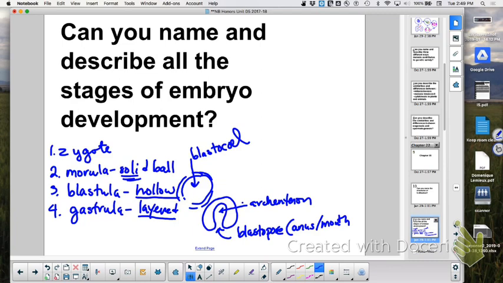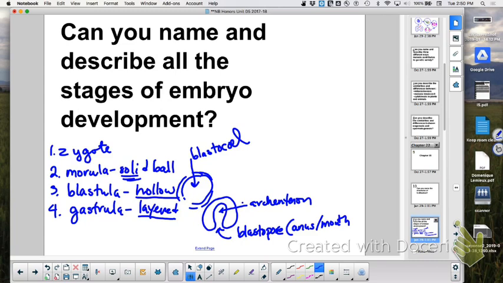The endoderm, what organ systems are associated with the endoderm? Digestive and respiratory. Think about in your mouth, what goes in there? Food and air, right? Digestive and respiratory system. The ectoderm, what is that associated with? Skin. Nervous system, skin, and eyes. And mesoderm is everything else.